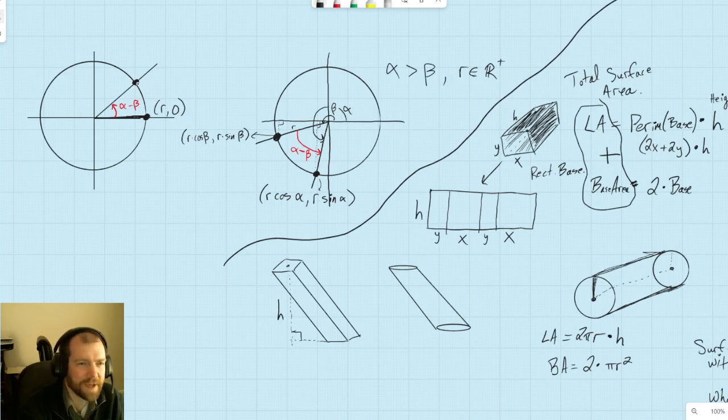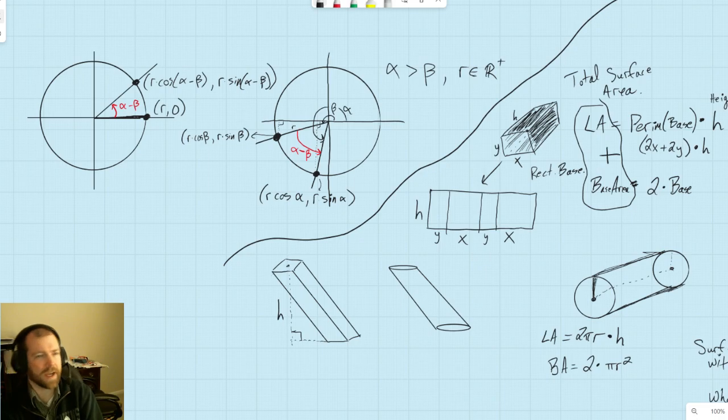So, alpha minus beta is the new angle in standard position that is between these two angles here, which means that this new location up here is going to be r cosine of alpha minus beta, comma, r sine of alpha minus beta. It doesn't actually matter which angle is in there. It's always just whatever angle is in standard position at that particular point. Ta-da! There we go.